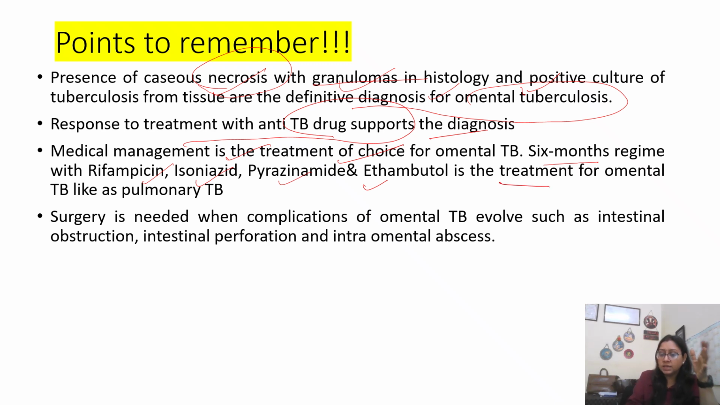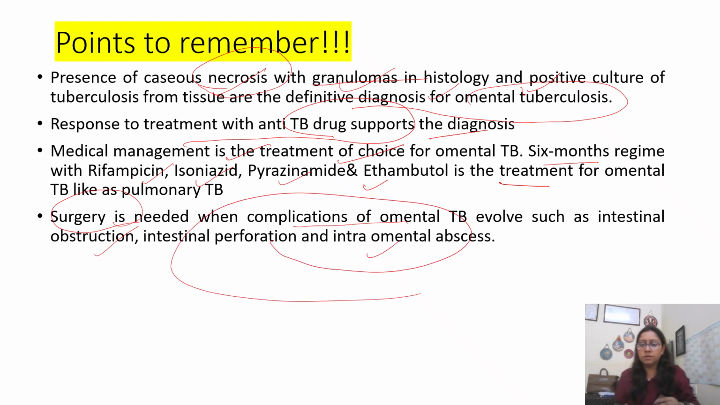But in rare cases, like ours, it was a chronic neglected case. Surgery is needed when complications of omental TB have occurred, like intestinal obstruction. In our case, CT findings showed intestinal perforation and intra-omental abscess. So all three complications were seen in our patient: intestinal obstruction, perforation, and intra-omental abscess.